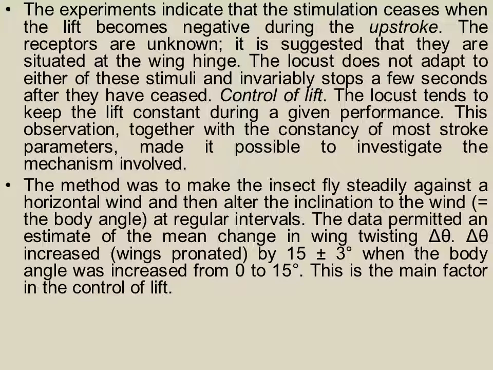The data permitted an estimate of the mean change in wing twisting, the triangle theta. Triangle theta increases wings pronated by 15 plus minus 3 degrees when the body angle was increased from 0 to 15 degrees. This is the main factor in the control of lift. Now these are all experimental work which have been done related to the flight in locust, and the angles have been worked out. The inclination of the wing in relation to the wind has been worked out, and has been described here.